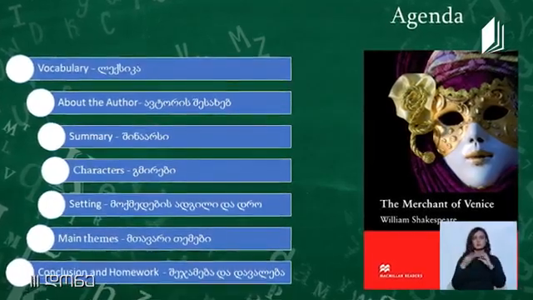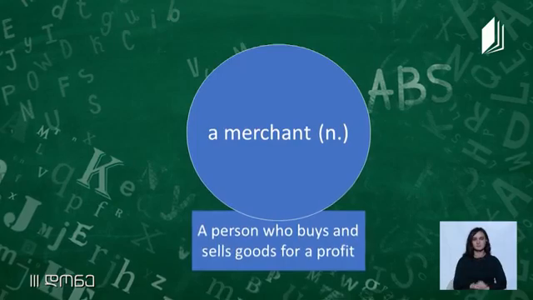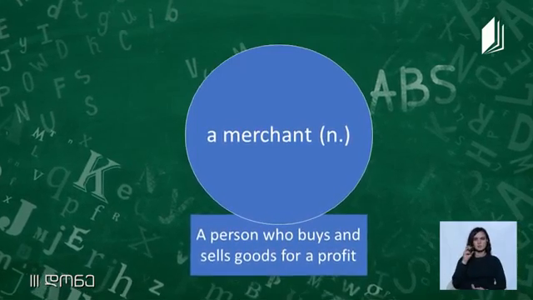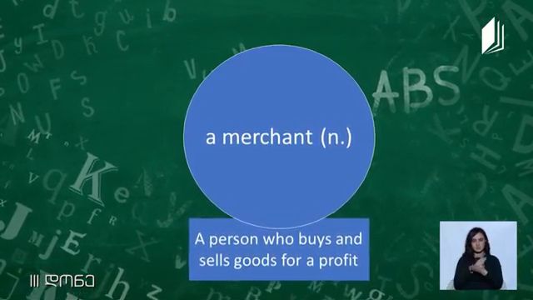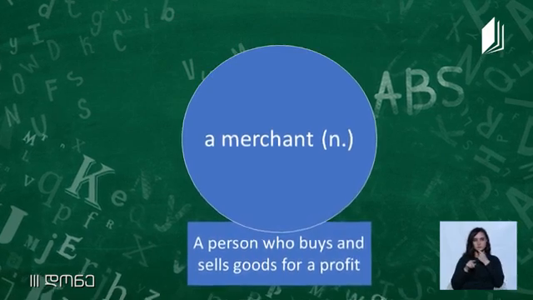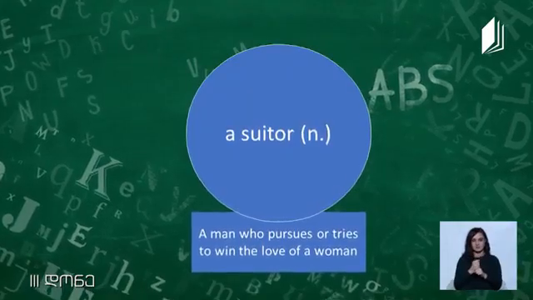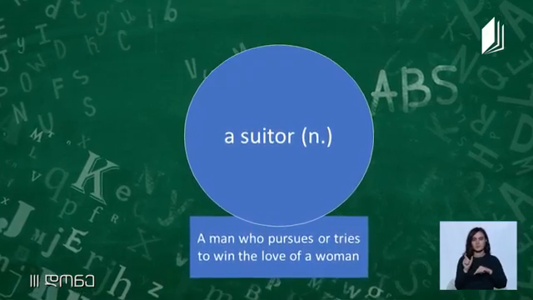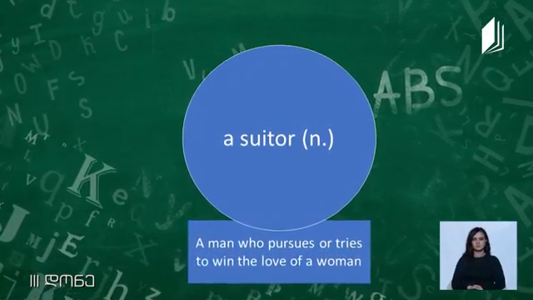My favorite part. Now, our first vocabulary word comes from the title of our play, and that's merchant. A merchant is a person who buys and sells goods for profit, otherwise known as a dealer or a trader. Our next word is a suitor. Suitor. This is a man who pursues or tries to win the love of a woman.